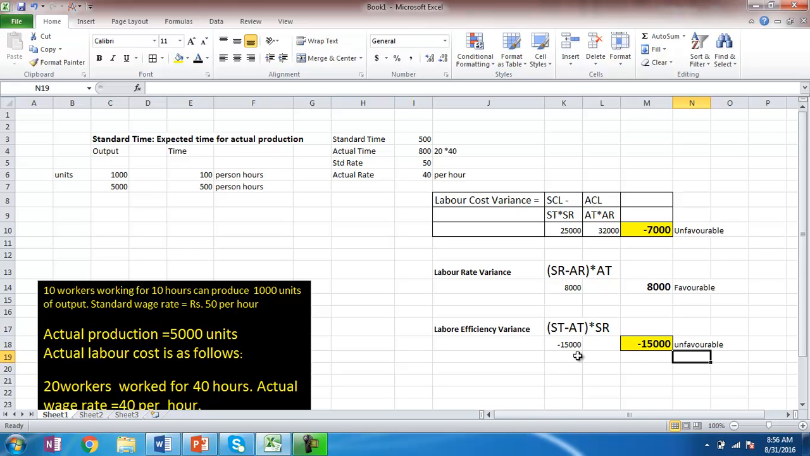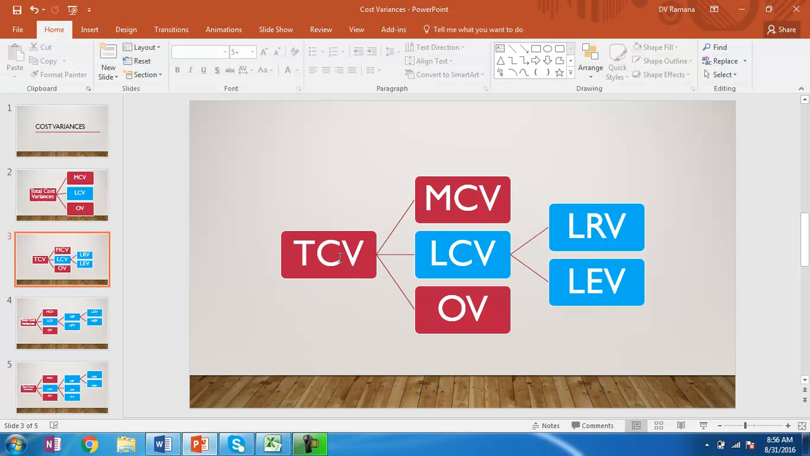This is significantly due to the inefficiency, that is the standard time is much below the actual time. This may be due to the fact that we have paid less, which is possible. Because the labor rate variance is positive, the labor efficiency variance is negative. So there is a need for the labor or HR manager to examine the effect of the rate and efficiency on the overall cost. So the total cost variances arise due to material or labor or the overhead variances, and one of the components, labor cost variance, arises due to either change in the rate or change in the efficiency. Thank you very much.